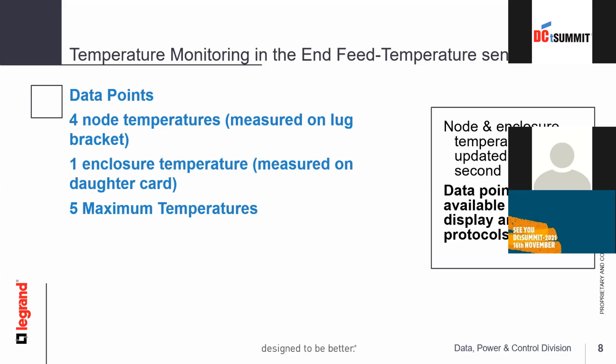Temperatures can also be preset. In the factory, the set temperatures for the nodes are 85 degrees Celsius, and for the enclosure, it is 75 degrees Celsius. The user also has an option to set their own temperatures, one for the node and one for the enclosure.